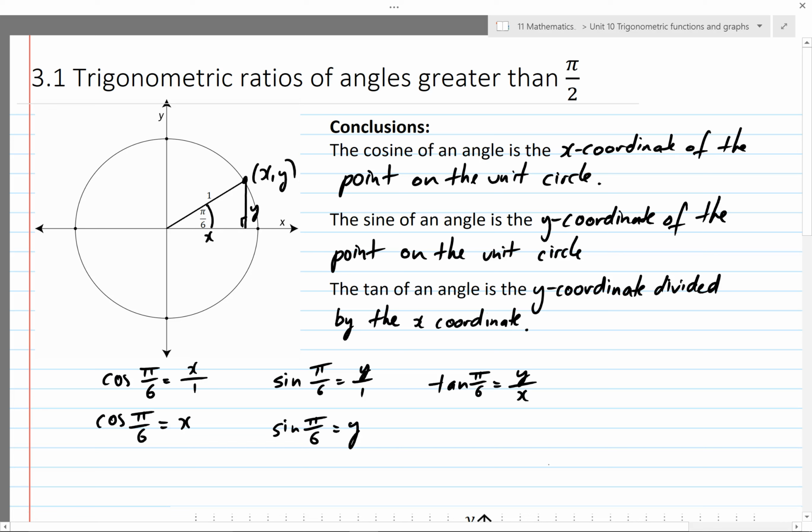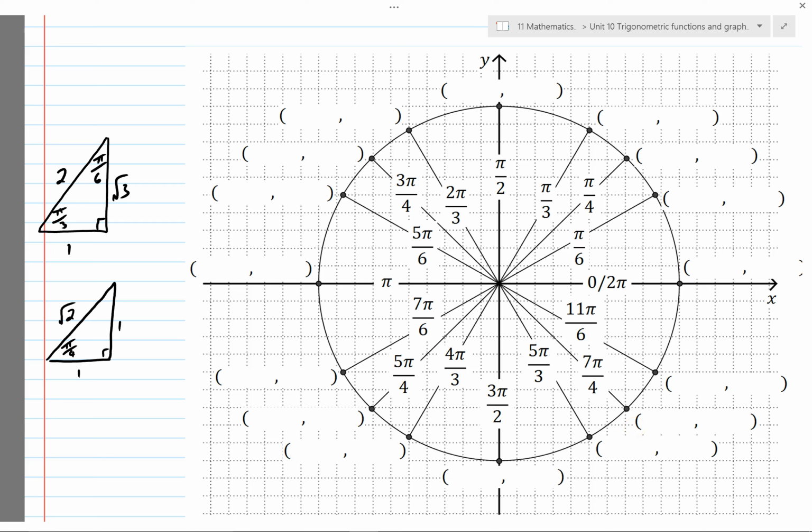Let's use these to try and find trig ratios of angles greater than pi on 2. The first thing is to be able to complete this diagram using those 3 facts, that cosine is the x coordinate, sine is the y coordinate, and tan is y divided by x. This is a unit circle, so what it means is that the radius of this circle is 1. So I should be able to go around this circle and put in a few points. I know this point is 1, 0, this point 0, 1, over here -1, 0, and down here 0, -1.